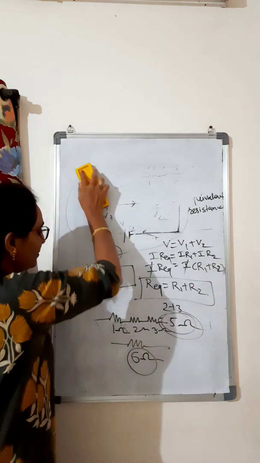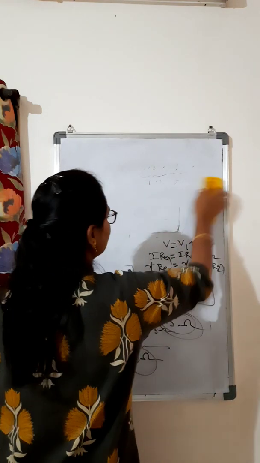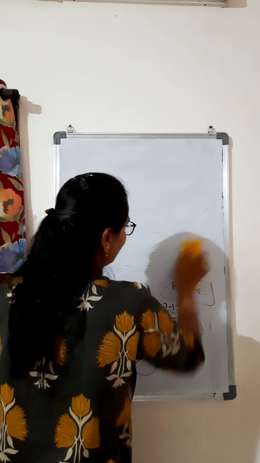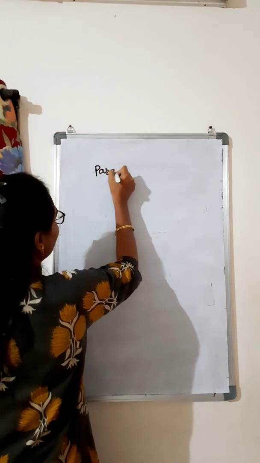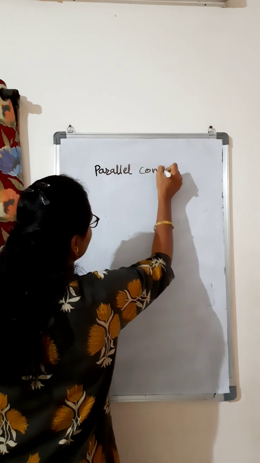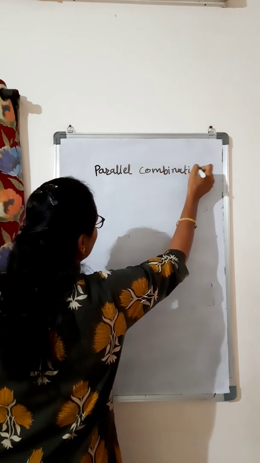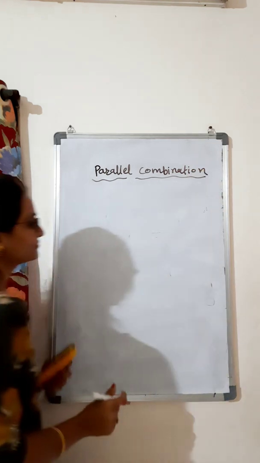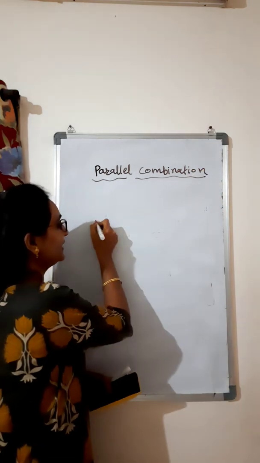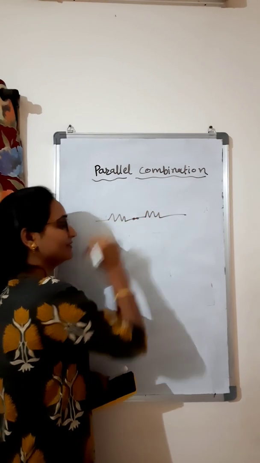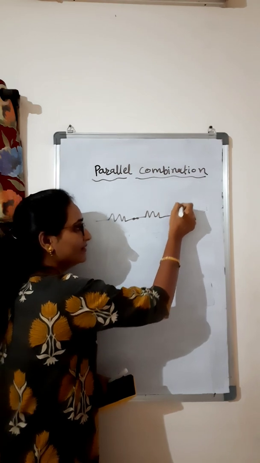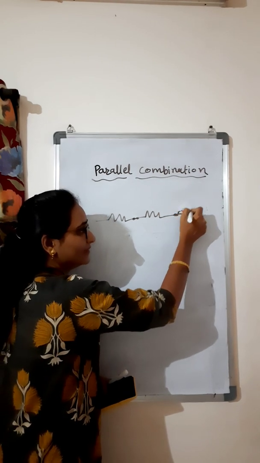Now we will talk about parallel combination. What is parallel combination? Now see. In series, what did you do? You have 3 resistances. The left of one resistance you connected to the right of the other resistance. Left of this one you connected to the right of another resistance.